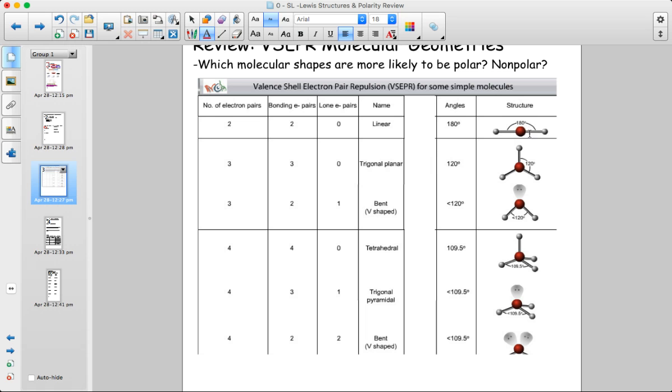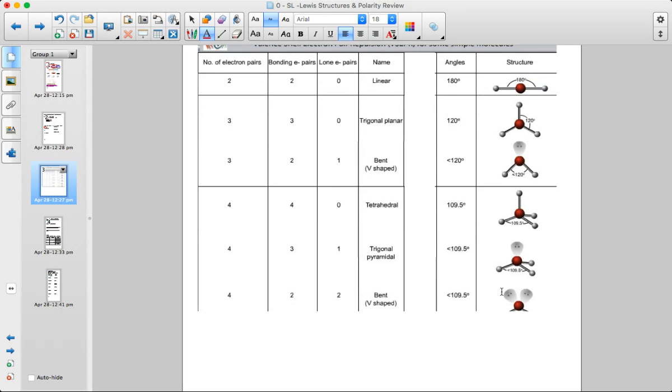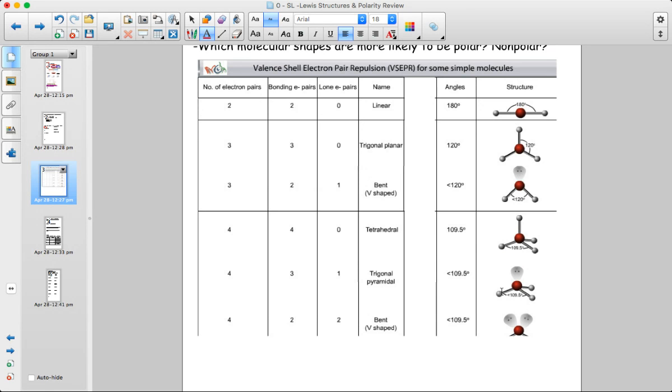We've got the two-domain electron domain shape that is linear, two different three-domain shapes, trigonal planar and bent, and three different four-electron domain shapes, tetrahedral, trigonal pyramidal, and bent. What we're trying to point out here is that the shapes that are most likely to be symmetric, now they don't have to be symmetric, these are just the shapes that are commonly symmetric, are the ones that have no lone pairs.